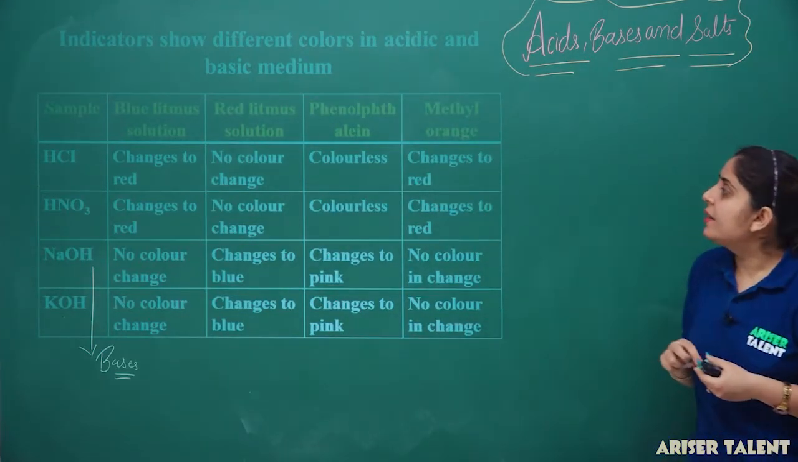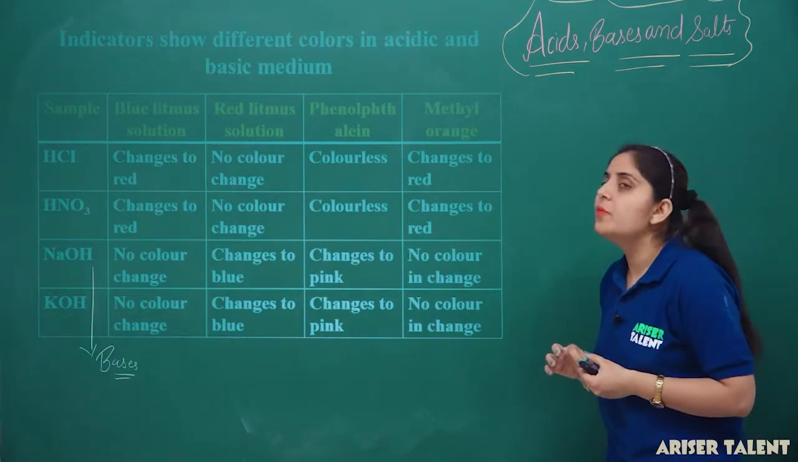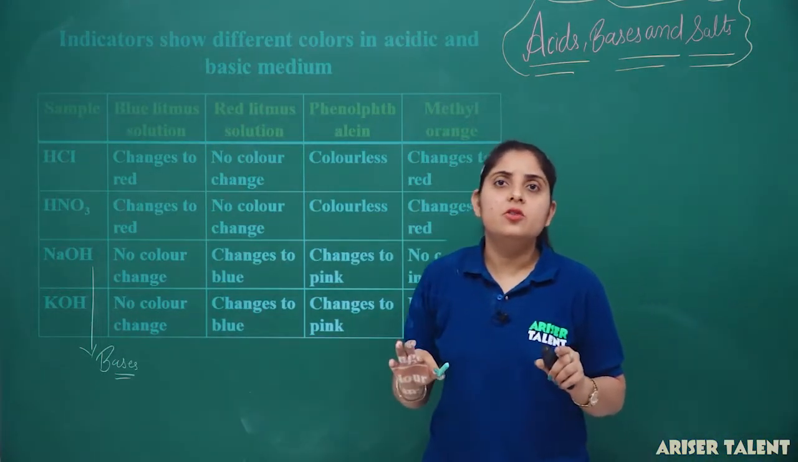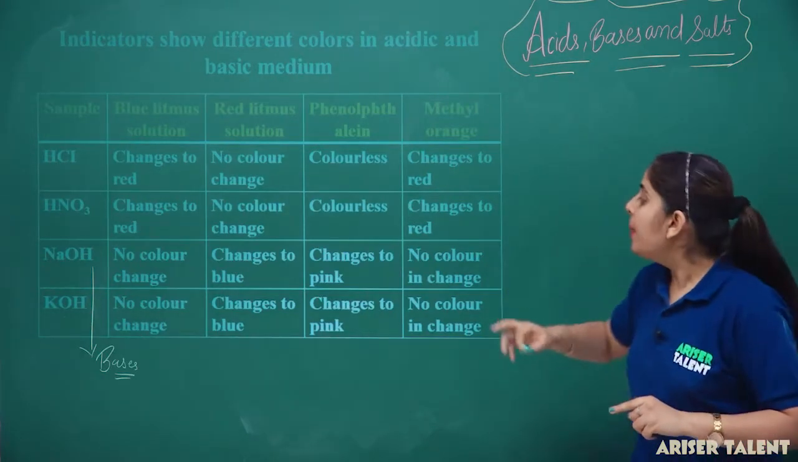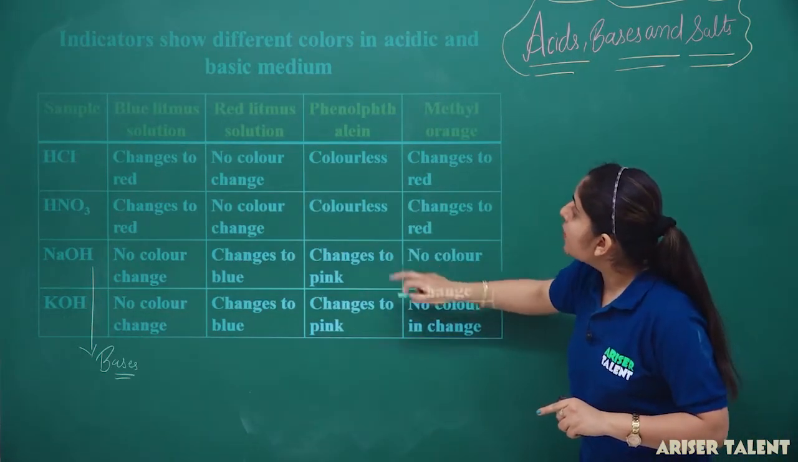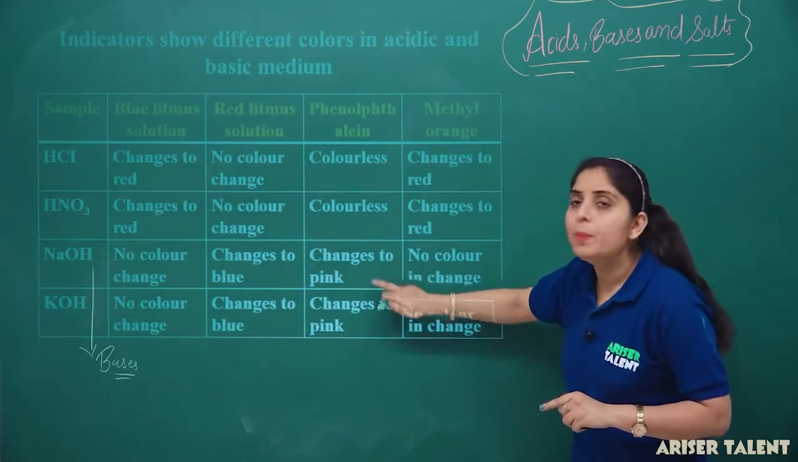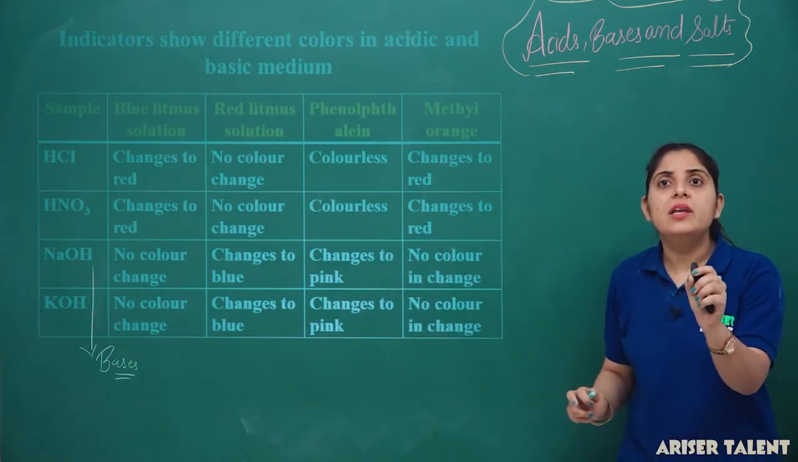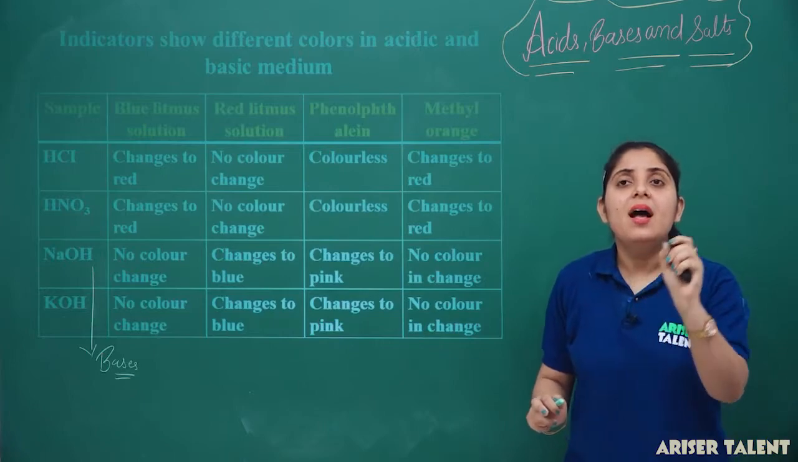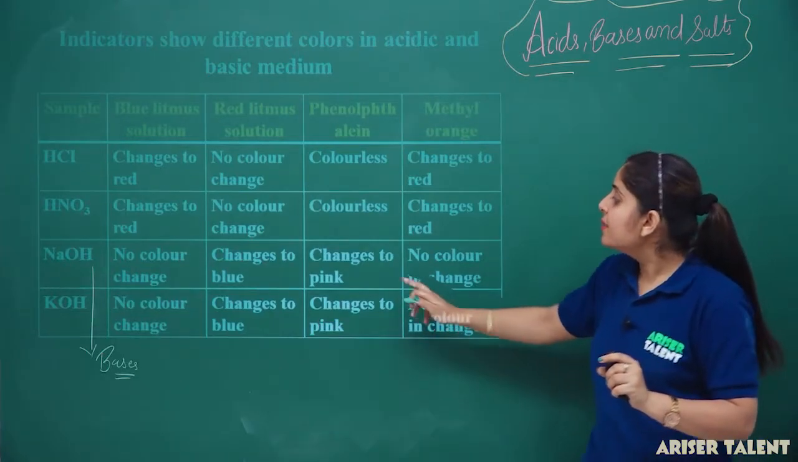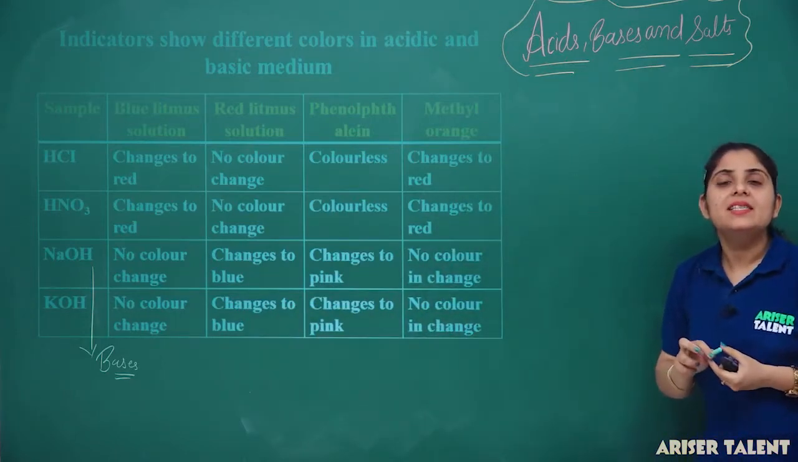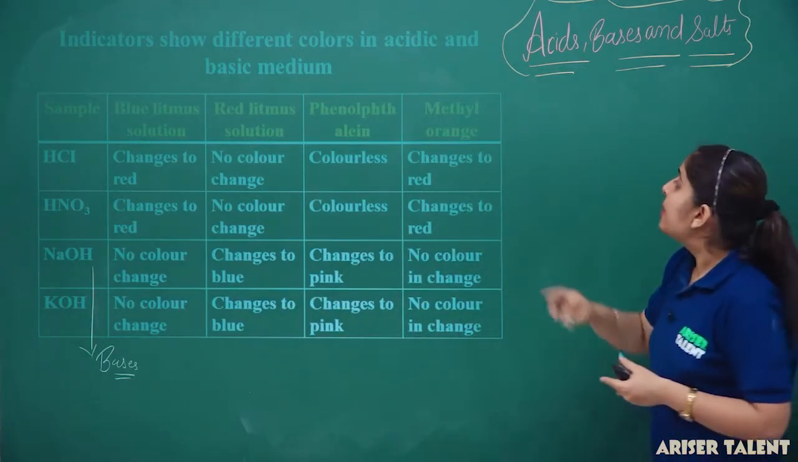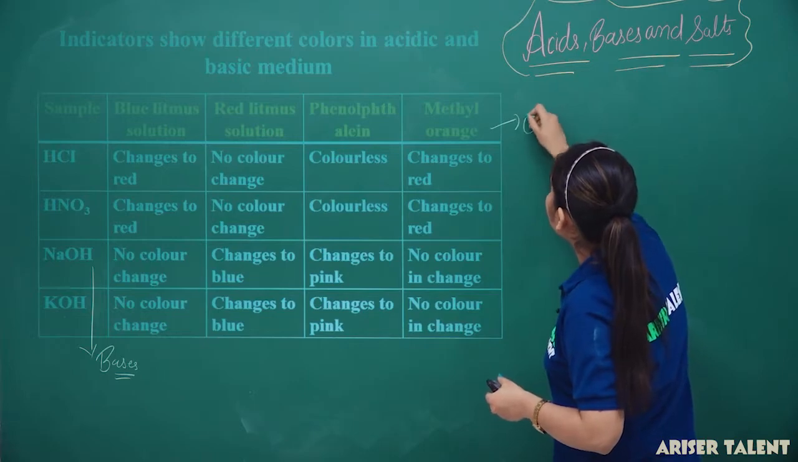Phenolphthalein is an indicator that, when put in an acid, shows a colorless solution. So we can easily identify the solution is acidic. But in the case of bases, it changes into pink. So if the phenolphthalein's color changes into pink, I can easily identify that the compound is a base. Now moving to our next category, that is methyl orange. Methyl orange is actually an orange colored dye.